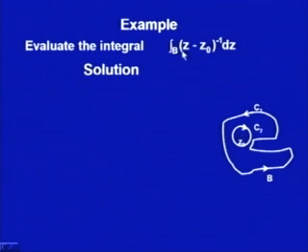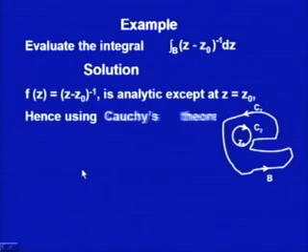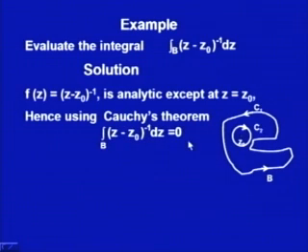Now, you see my function 1 upon Z minus Z0 would not be analytic only at the point Z0. So, along this path around Z0 there is a circle C, and the function is analytic except at Z equal to Z0. Now, I would use the Cauchy theorem for the doubly connected domain. What I would get is that the integral along this whole boundary should be 0. So, this integral must be 0.